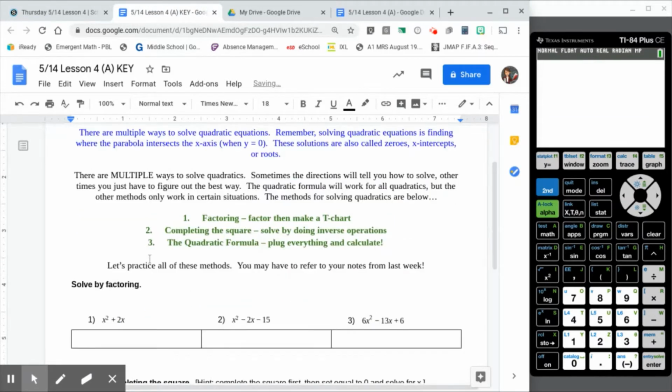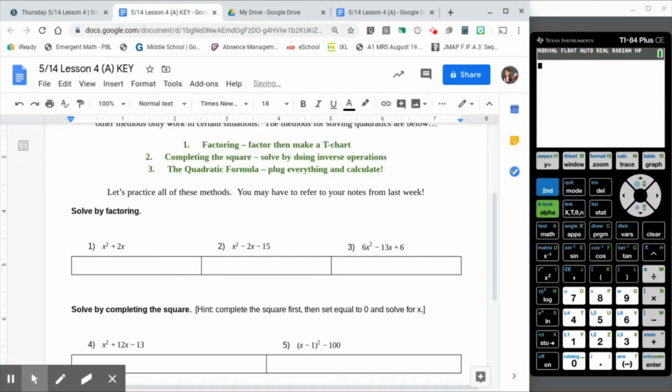So we are going to first solve by factoring. If you need to refer back to last week, I believe it was lesson one, I put a bunch of reference sheets into the Monday folder. You can refer back to that, and that's where the factoring flowchart is, and it also reminds you how to slide, divide, slide. All of those details are there.